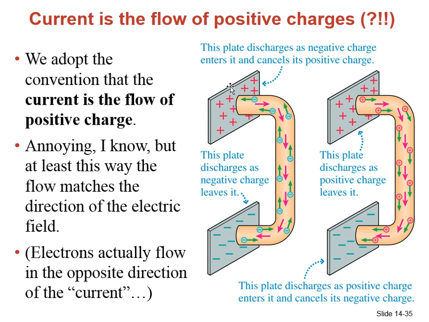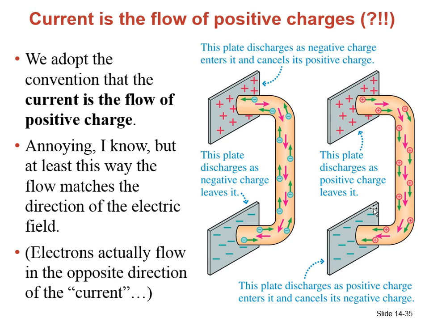However, the direction that we choose to draw the current arrows is the direction that positive charges would flow, if positive charges were able to flow. Of course, we all know they can't. It's really electrons traveling, but this is how we do it.